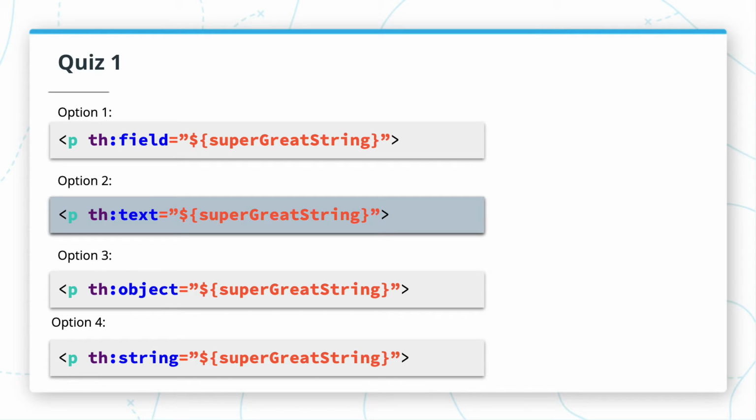The thField attribute identifies form fields where user input will be mapped to variables, and the thObject attribute allows us to specify an object whose attributes can then be referenced in the scope below. This can be useful for populating multiple fields of the same object in a form. thString, unfortunately, is not actually a Thymeleaf attribute.